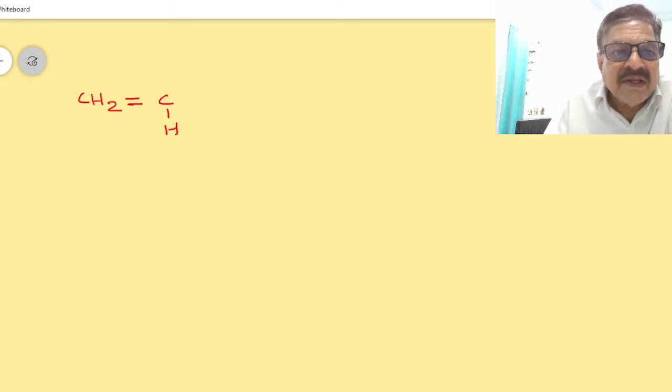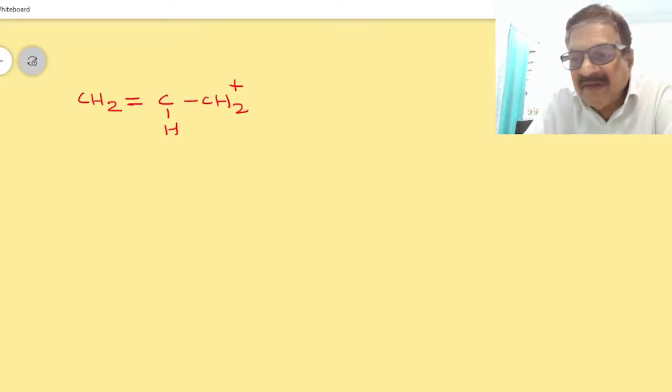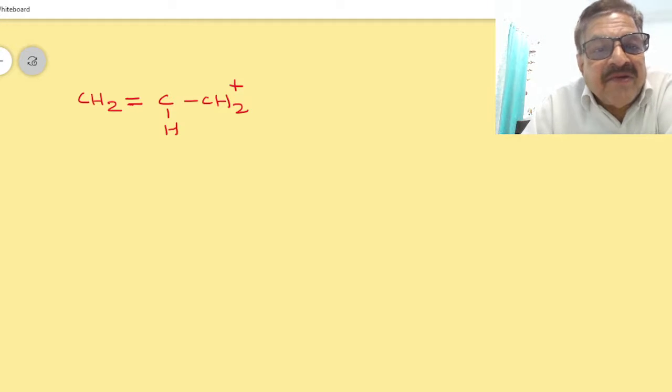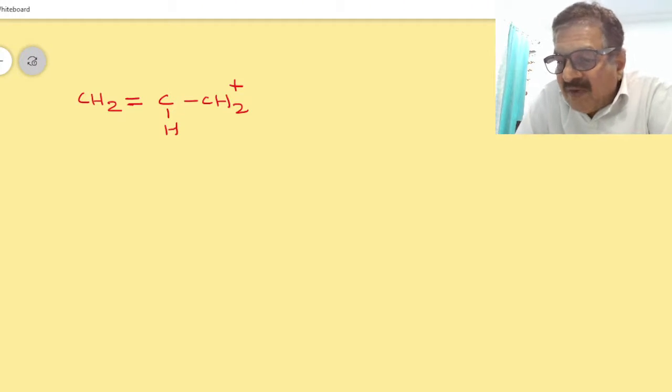Okay, then CH2 plus. This is a carbocation. Carbocations are unstable species, with a positively charged carbon atom here. It doesn't have an octet. Therefore, it is highly unstable. So it is a carbocation species here.